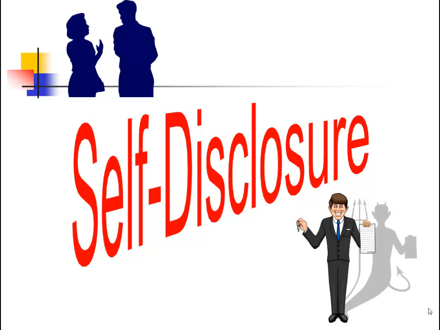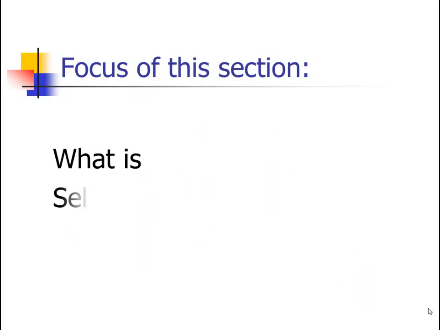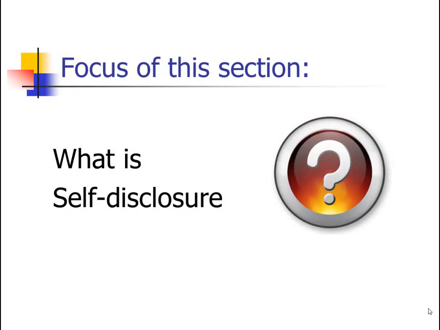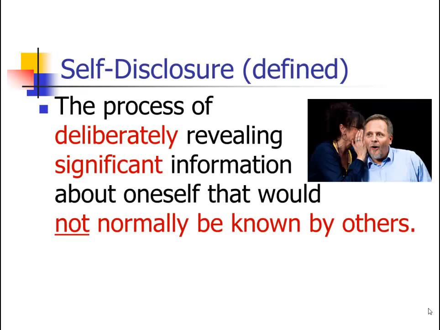Let me tell you a little bit about self-disclosure. This is in multiple parts. The part that we're talking about, part 1, we're going to focus on what self-disclosure is. Starting with the definition, self-disclosure can be defined as the process of deliberately revealing significant information about oneself that would not normally be known to others. So 3 key points. It must be deliberate, it must be significant, and not otherwise known.